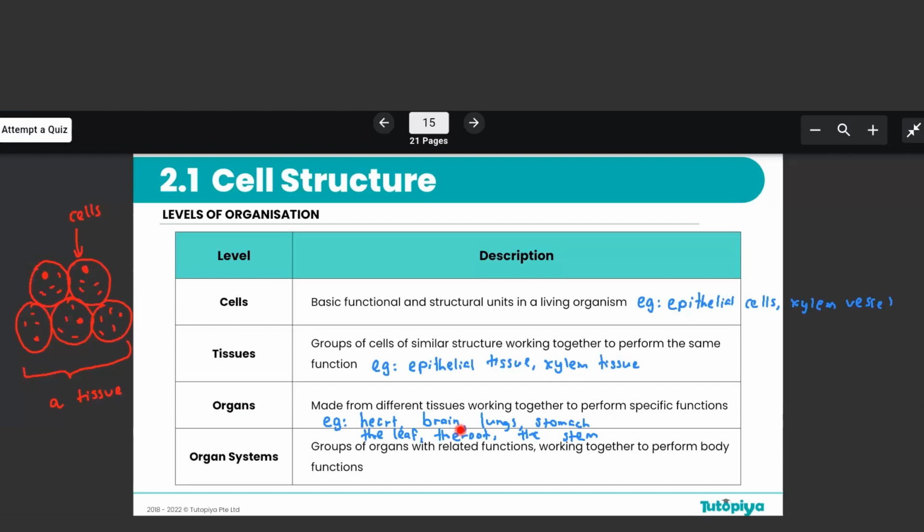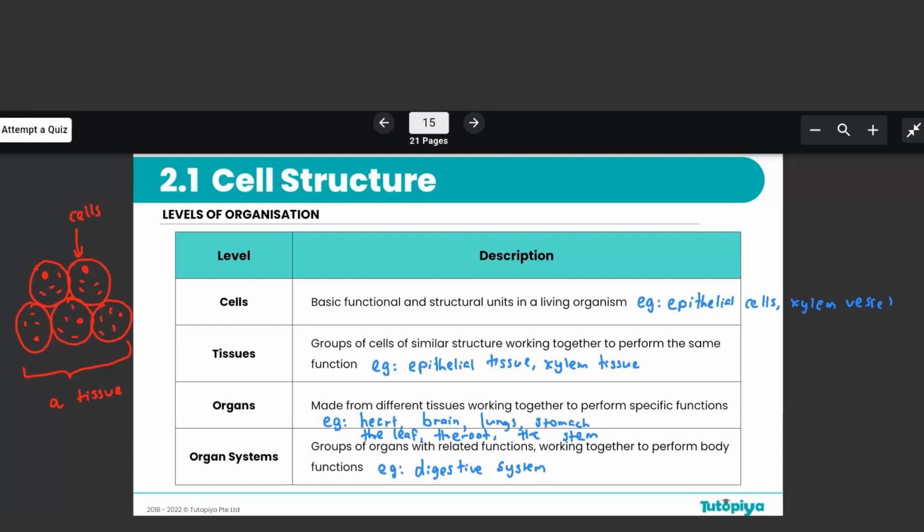And then the final level of organization is the organ systems. An organ system is basically a group of organs with related functions working together for a specific body process. For example, let's understand this through one of the organ systems that we already know about. Let's take the digestive system. In the digestive system, we have different organs, right? Such as the stomach, the small intestines, and the large intestines. And all of these organs have related functions.